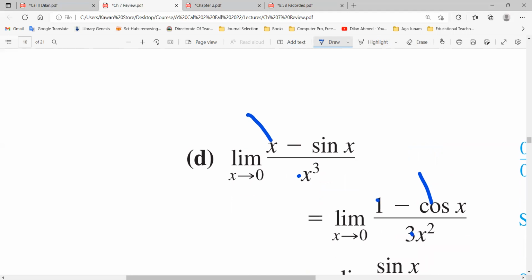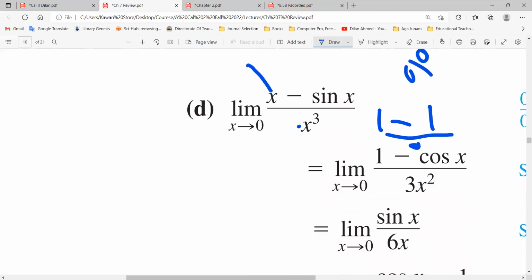Now I'm going to substitute again. I'll get 1 minus cosine of 0 over 0. So again, I got 0 over 0. That's why, again, I'm going to use the derivative. The derivative of the numerator is sine, the derivative of the denominator is 6x. Substitute. We don't say 0 over 0.